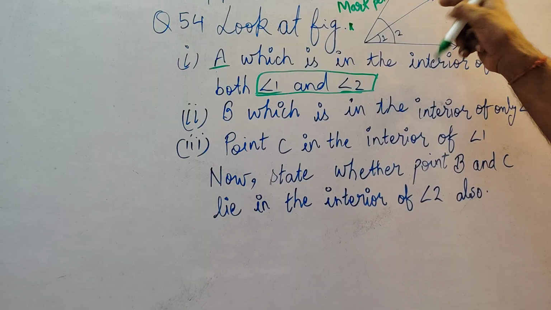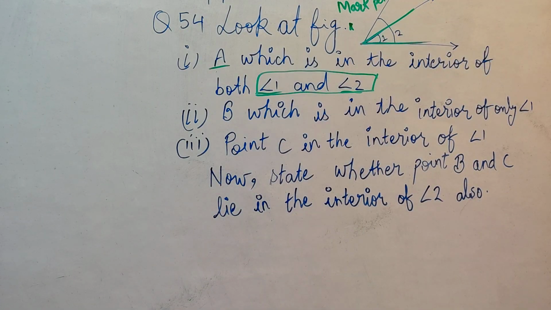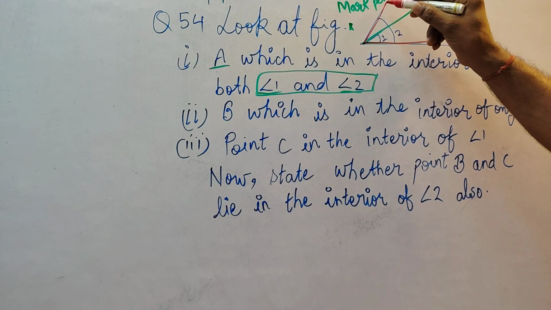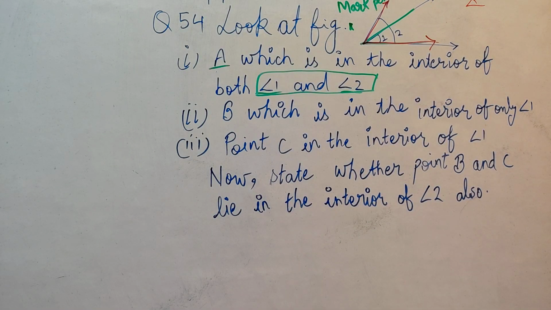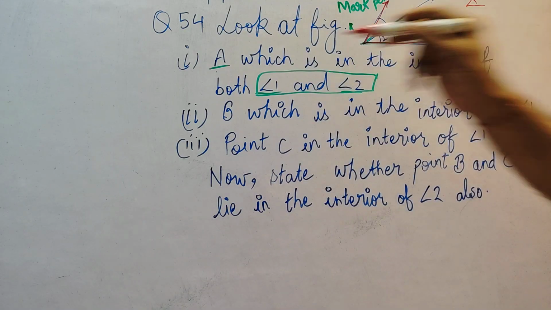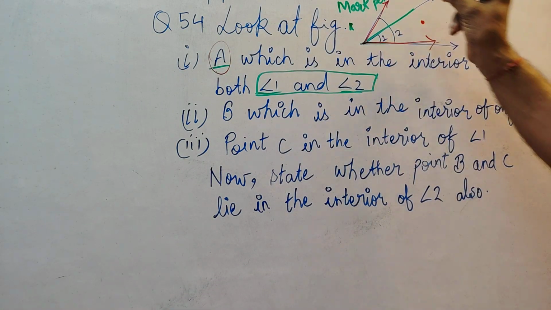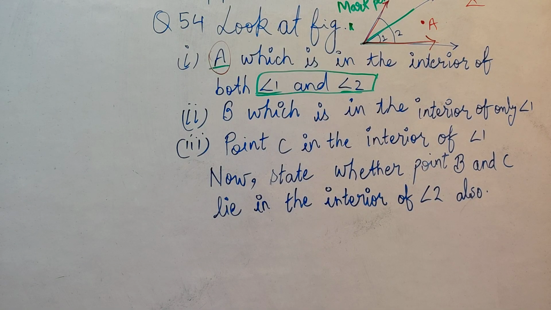So it means this one is angle 2, the red one is angle 2, and the green one is angle 1. So this is the common region. So A point we mark here between both green as well as red. So it is point A.